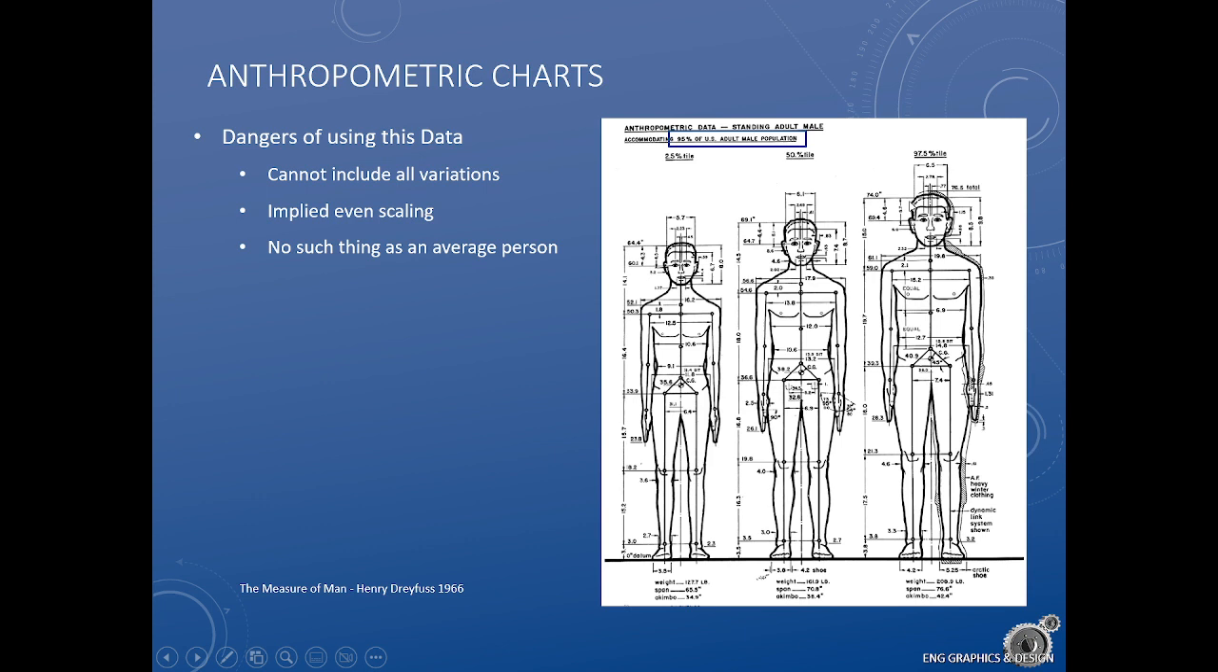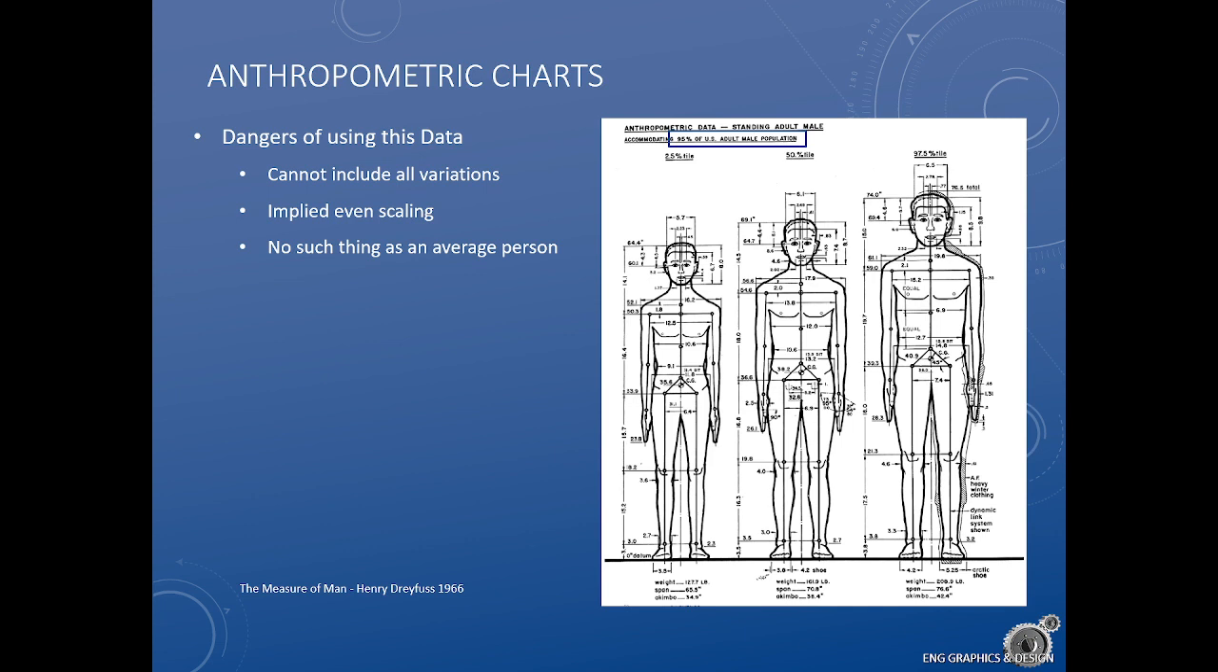Can anybody see a possible problem with using this chart to base our designs off of? Yeah? One in 20 people won't fit. Because 95% sounds like a lot, but that's 19 out of 20. That means that in a room of 100 of you, 5 of you won't meet whatever this is designed for.